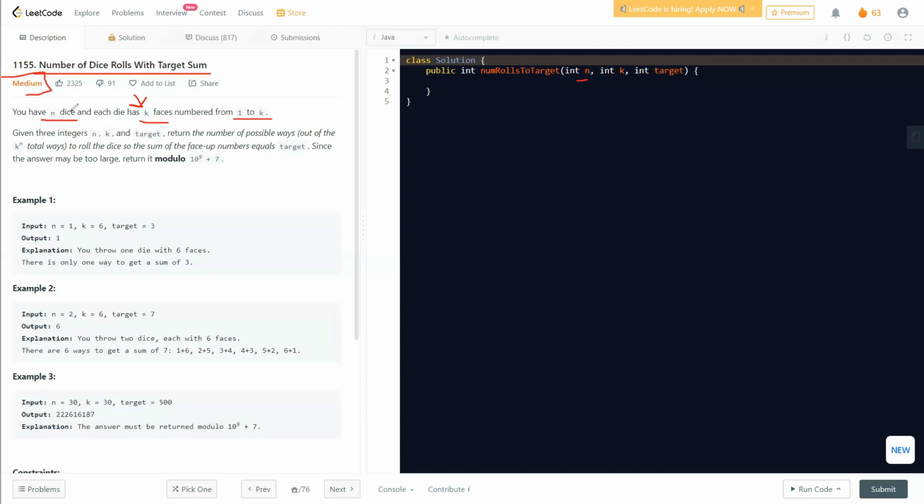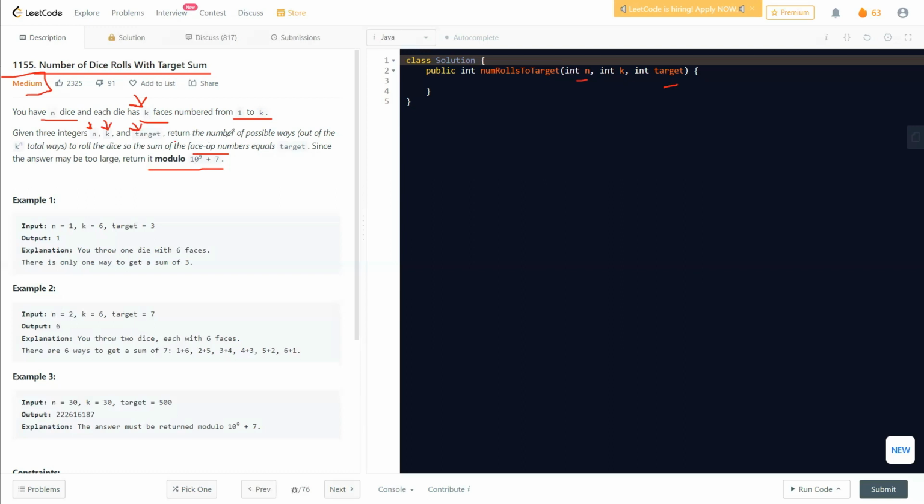Now what the question is further saying is that we are given 3 integers: n being the number of dice, k being the number of faces, and a target variable. We're going to return the number of possible ways to roll the dice so that the sum of the face-up numbers equals target. Since the answer can be too large, return it modulo 10 to the power 9 plus 7.